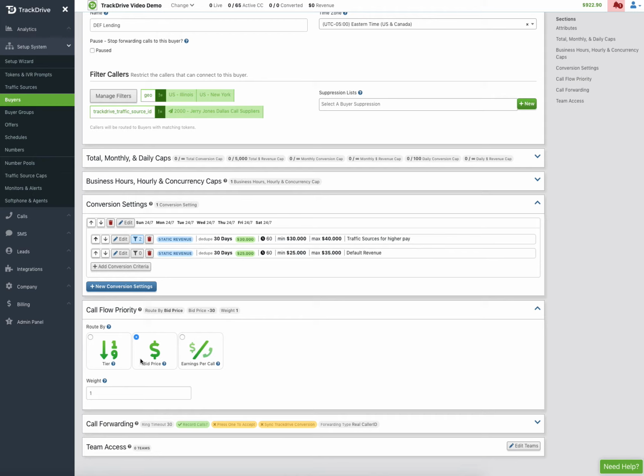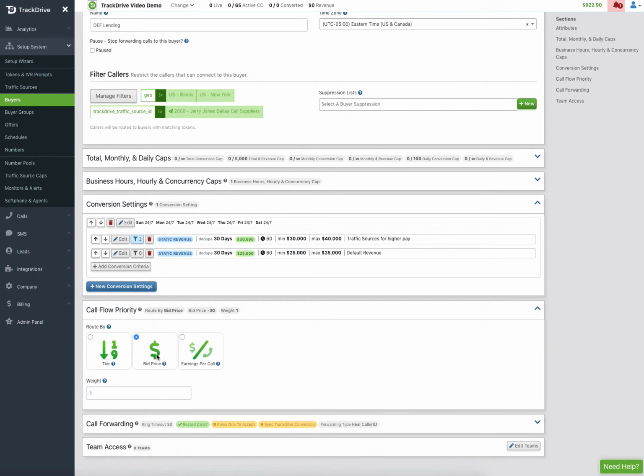However, it's not very practical to route to the highest payer all the time, because TrackDrive allows you to mix in buyers that pay you at 10 seconds with buyers that pay you at 3 minutes, and you don't know which one will be better in the long run. Obviously, the guy with the long duration is going to pay you more, and the guy with the short duration is going to pay you less, but which one is going to pay you the most per call that you send? And that's what earnings per call routing is.